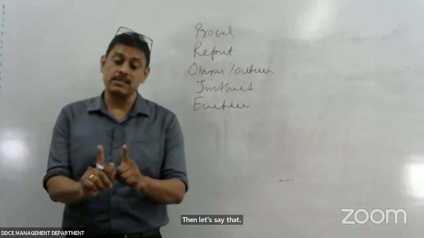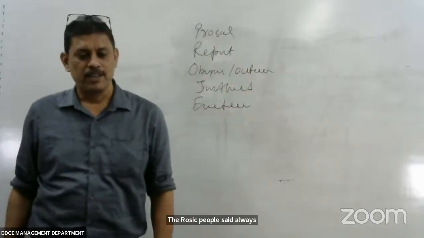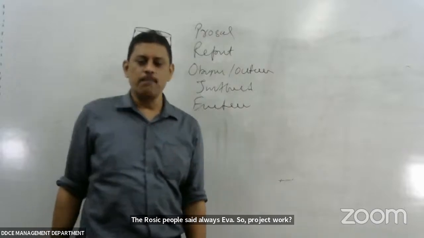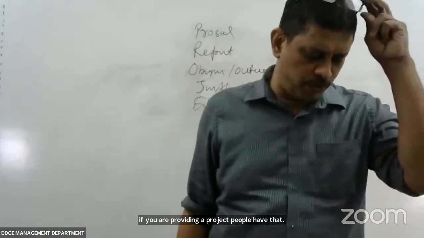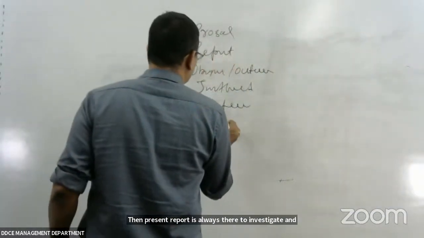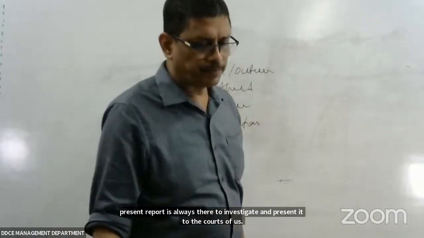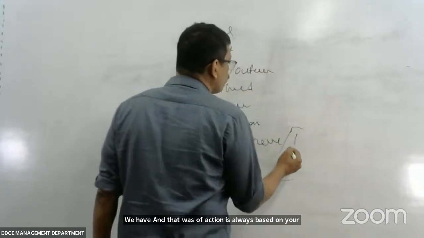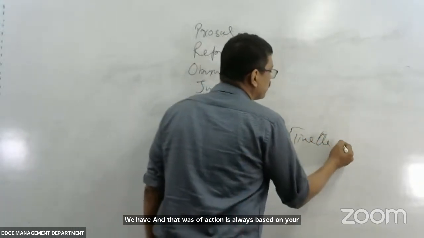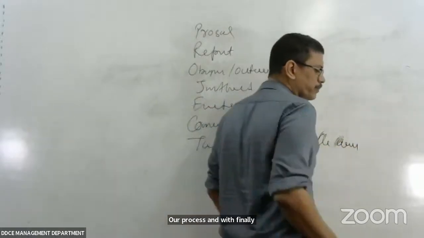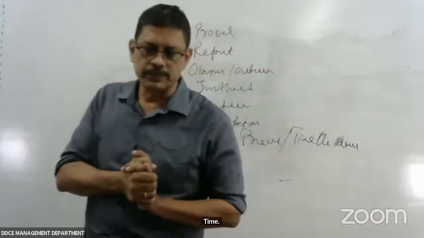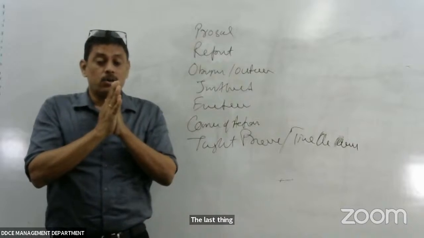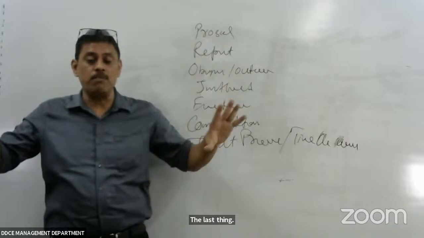The project reports are always evaluated. So project report is evaluation time. Project report is examination time. If you are preparing a project, people are there to evaluate it. Project report is always there to evaluate, and project report is a course of action. It is a course of action, and that course of action is always based on your thought process and with timely work. Thought process, it is all about your idea, and it must be identified with proper time.